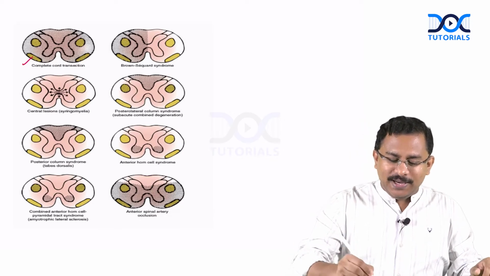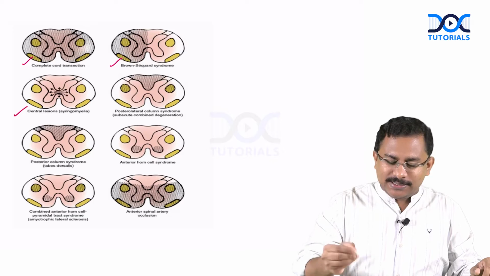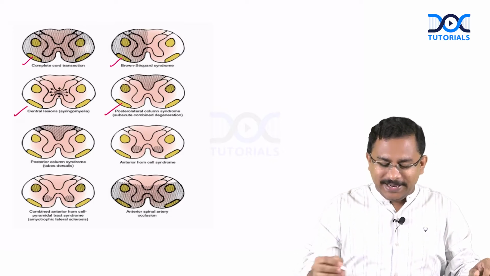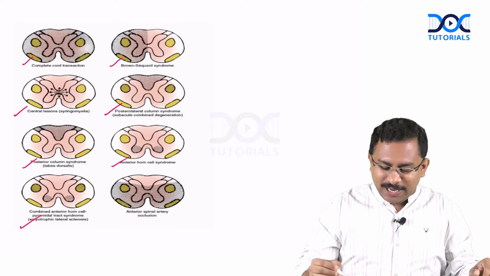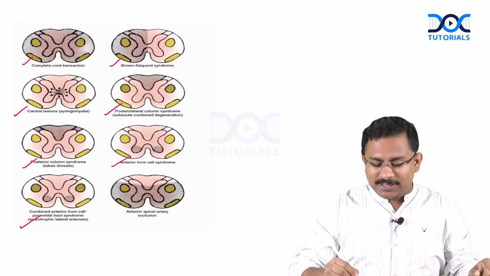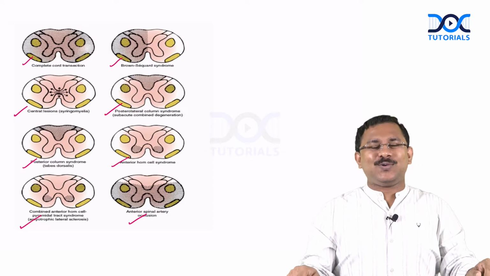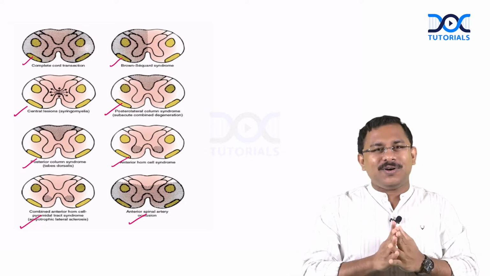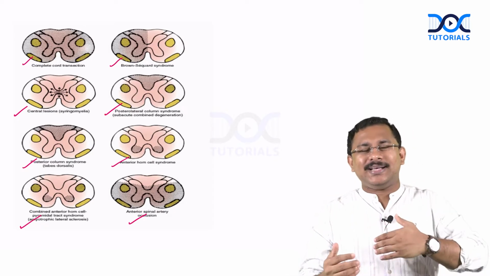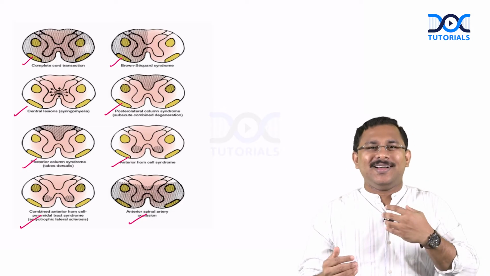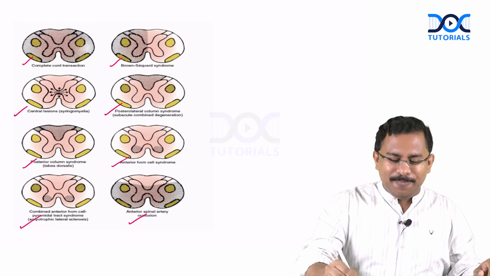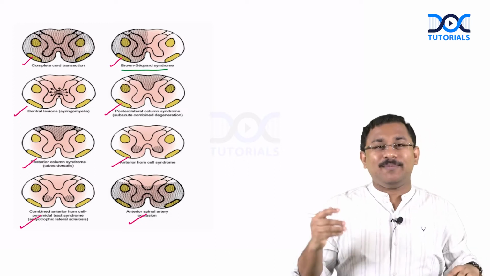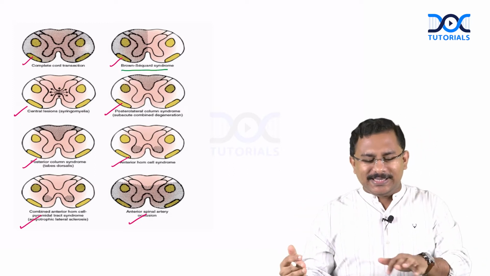So you have the complete cord transection, Brown-Sequard, syringomyelia, subacute combined degeneration, tabes dorsalis, anterior horn cell syndrome, ALS, amyotrophic lateral sclerosis, anterior spinal artery occlusion. All these are very important. So either they may ask about Brown-Sequard or syringomyelia or subacute combined degeneration. This time in INI CET, the question came about Brown-Sequard syndrome, a very simple one.